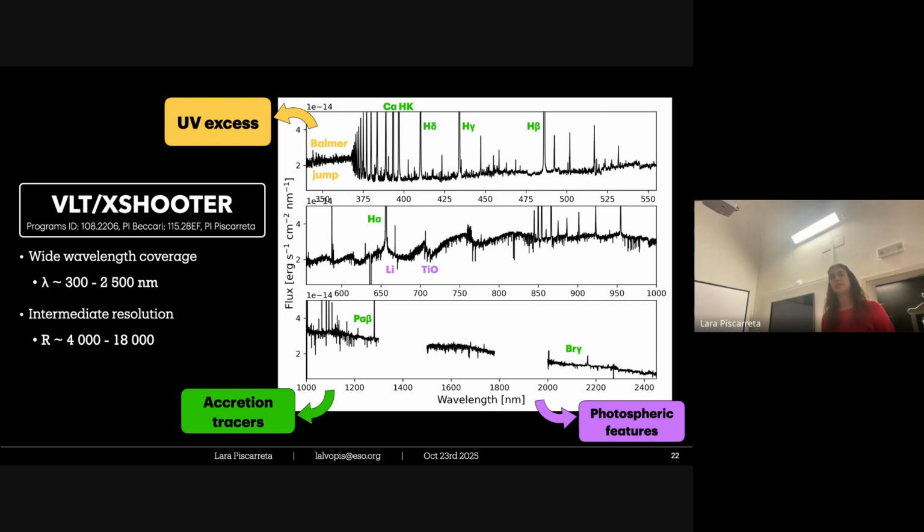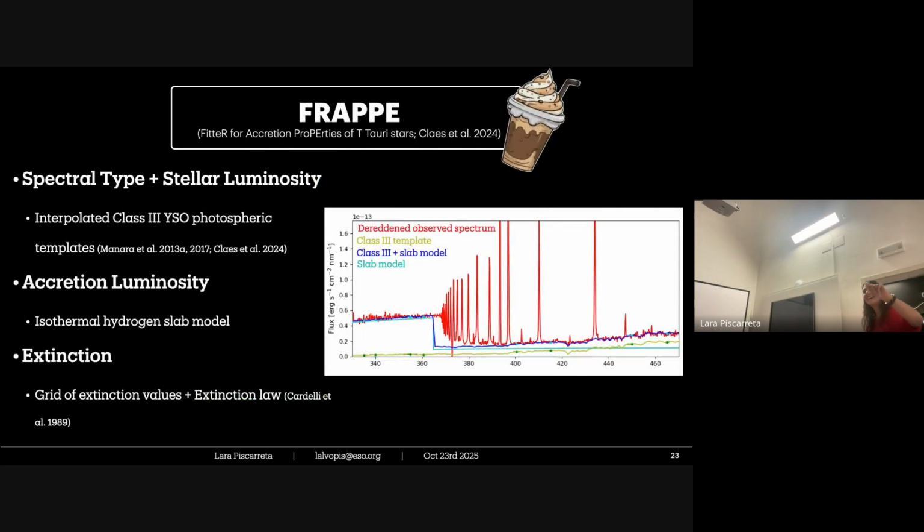So the first thing that we needed to do was to simultaneously characterize the photospheric emission coming from the star, along with the accretion contribution, and an accurate determination of extinction. To do that, we used a multi-component fitting procedure called FRAPPE, and I really like this acronym. It stands for Fitter for Accretion Properties of Young Stars, and it was developed by a former PhD student at ESO, Rik Claes, and it builds upon previous work done by his PhD supervisor, Carlo Manara.